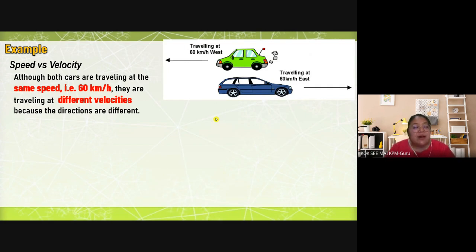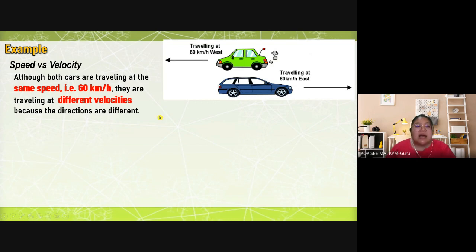If I say velocity, are both diagrams the same? Okay, Kenji, are both diagrams the same? Velocity. No, both are a no. Why? Because the direction is different. One goes west, one goes east. So how about the velocity? The velocity of the green car is different from the blue car. The green car is heading west, and the blue car is heading east.